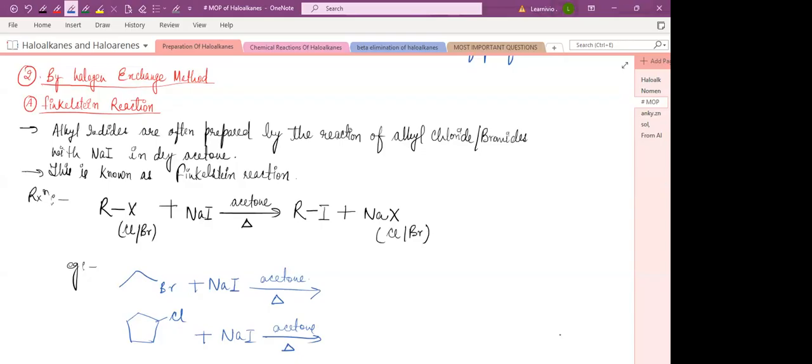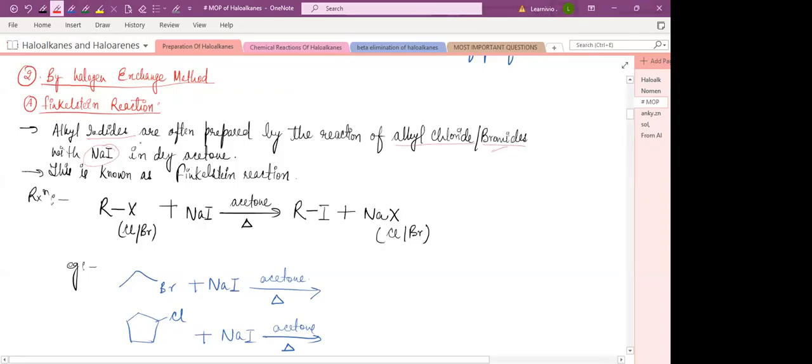Okay, so first one, alkyl iodide. In the Finkelstein reaction, we can prepare alkyl iodides. Basically, alkyl iodides are prepared by the reaction between alkyl chloride or bromide with sodium iodide in dry acetone.